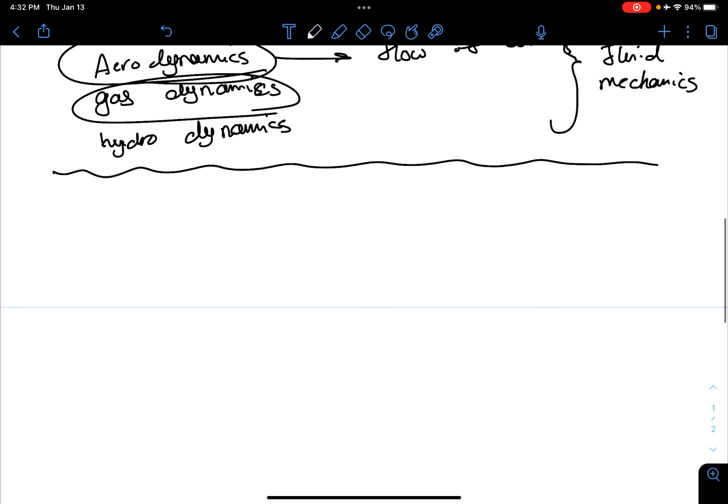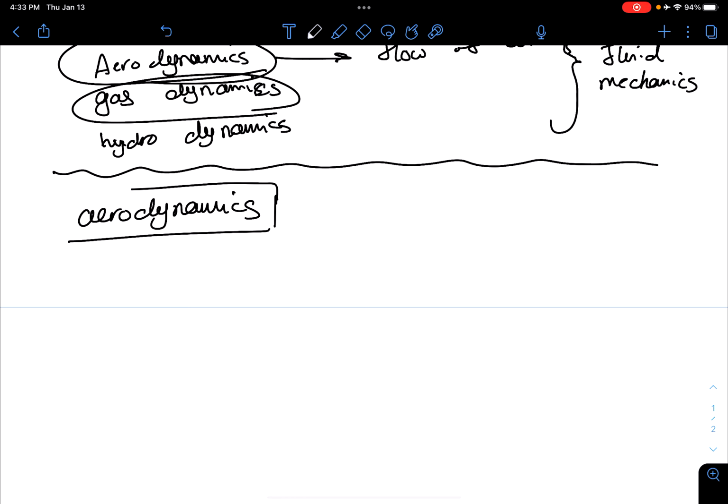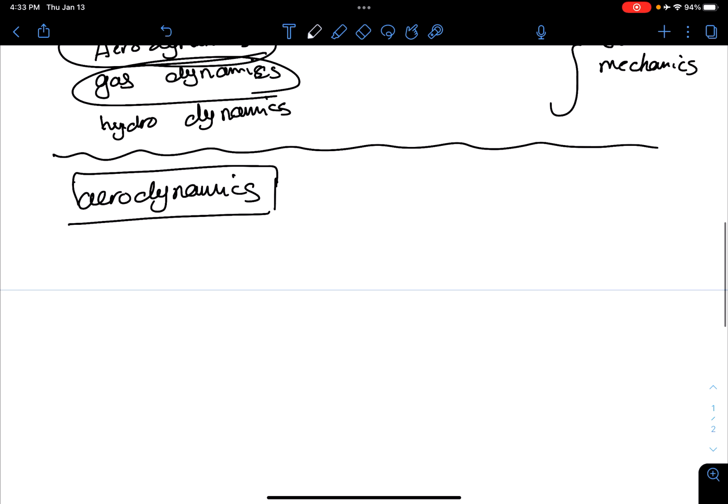Okay, so a study of aerodynamics. What should we know? First of all, the first thing we need to know in a study of aerodynamics are the dominant or most important parameters that we are going to deal with. Important parameters.